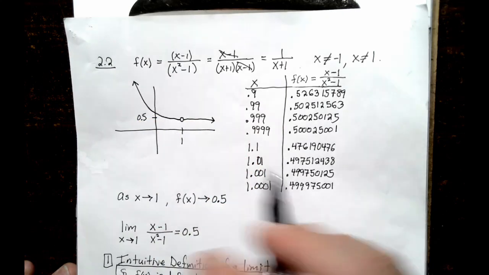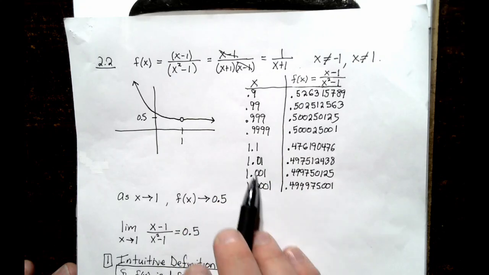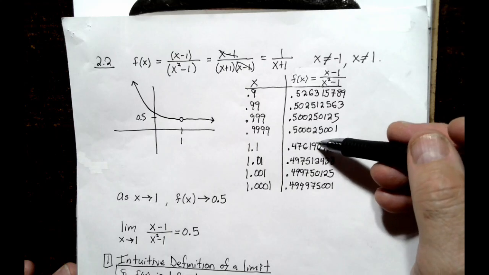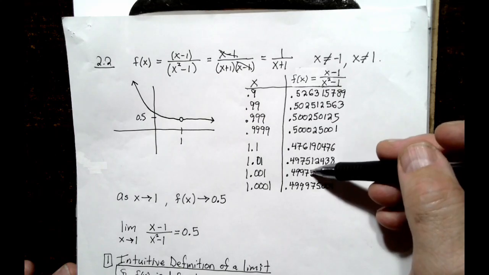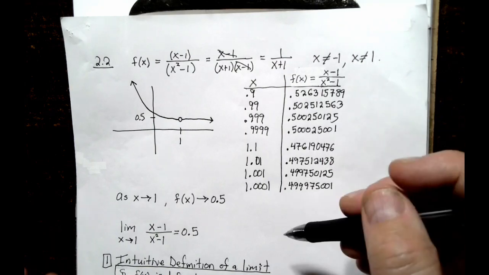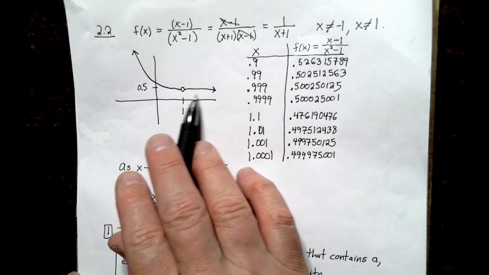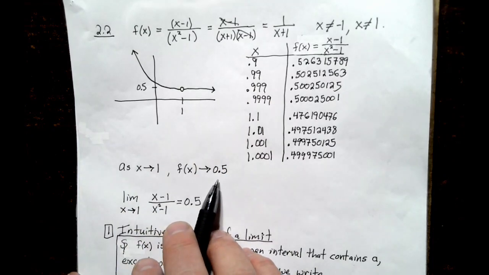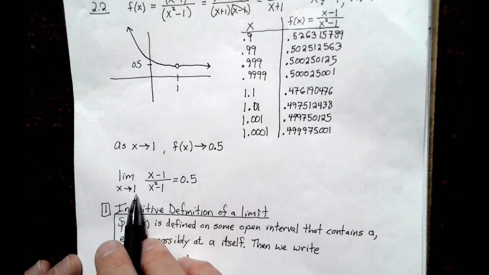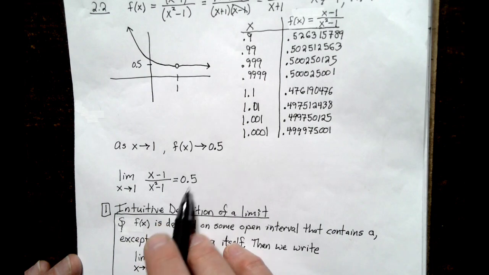And even if you do these reductions, you have to consider the original function that you started with when you take the limit. So if you approach 1 from the left or from the right, you see that you keep getting closer and closer to 1/2, 0.5. Here you get closer and closer to 1/2, and here you get closer and closer to 1/2. Alright, so what we can say is as x approaches 1, f of x approaches 0.5 or 1/2. So the way we phrase that is we say the limit as x approaches 1 of (x minus 1) over (x squared minus 1) equals 1/2.